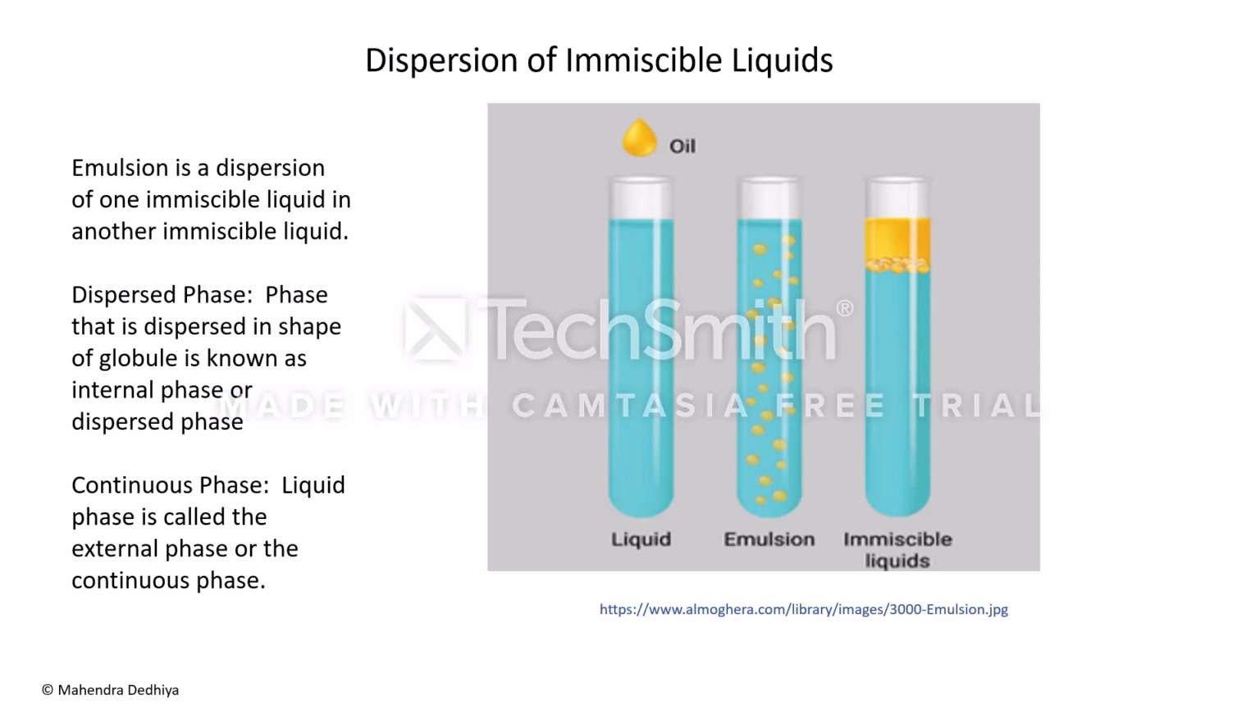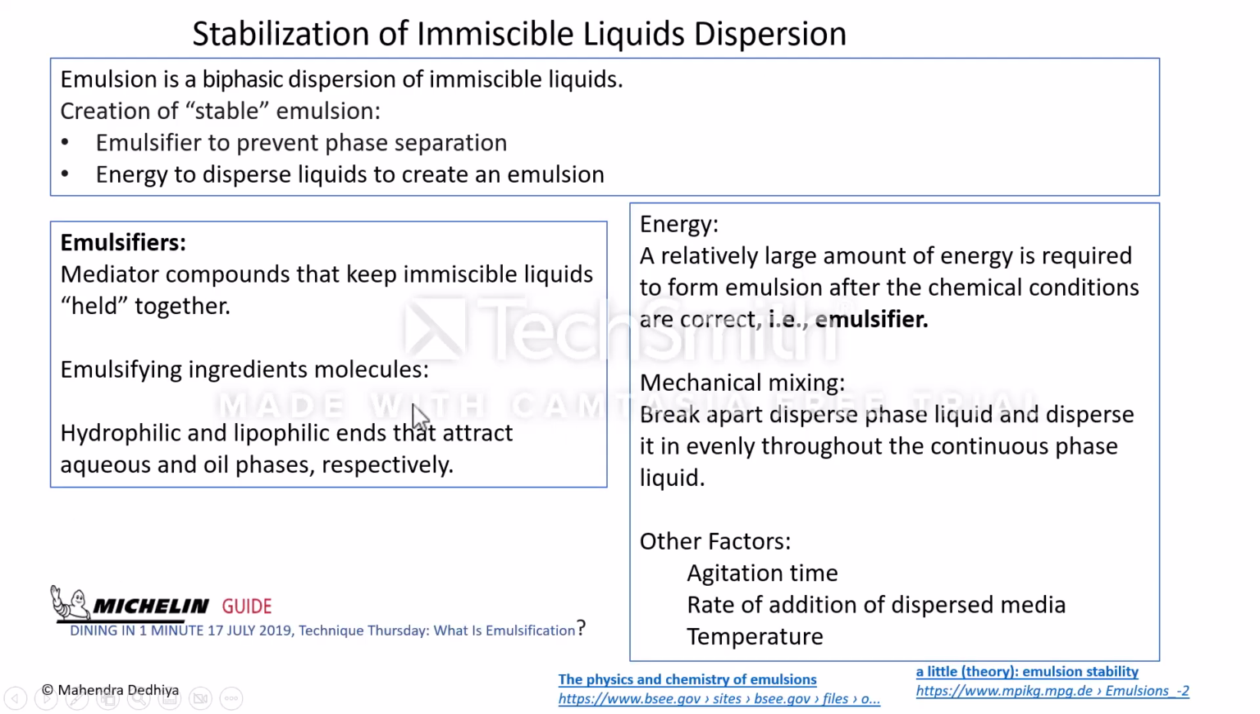In the slide on the right-hand side, you see 3 test tubes. The first test tube has an oil drop and the water or aqueous media colored blue. The second test tube shows an emulsion formulation of a globule. And if we do not have anything else in that system, it will separate as an immiscible liquid. So, what we are interested in cosmetic and pharmaceutical product development is how do I stabilize immiscible dispersion?